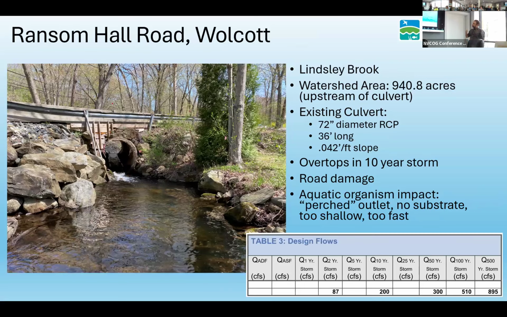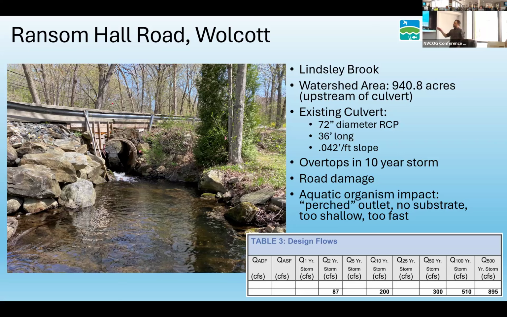Next. This is the other one, Ransom Hall Road in Wolcott, Lindsley Brook, pretty big or a larger watershed area, bigger culvert, but still undersized. You can see obviously that it's experiencing damage. This is the downstream end, so that culvert is overtopping in the 10-year storm. That's like a fix that plywood and other wood that's up against there. Obviously some big boulders meant to armor the downstream end of that roadway.